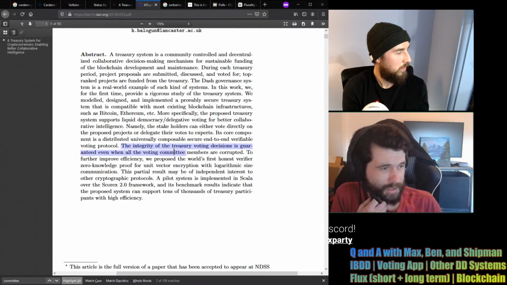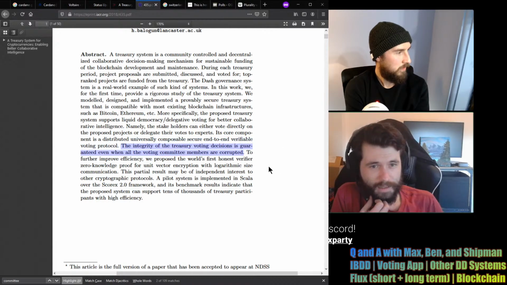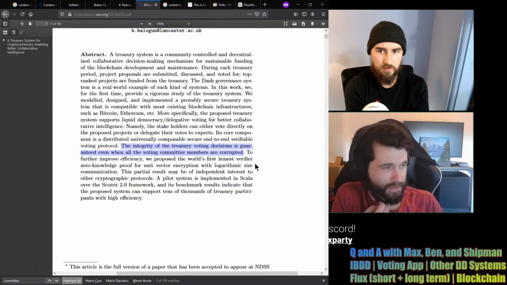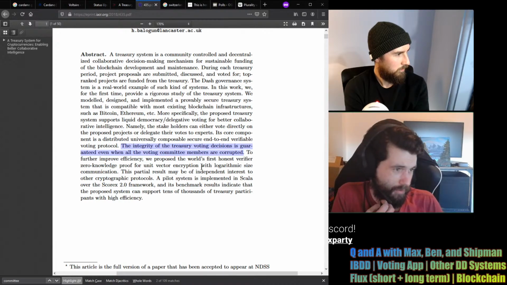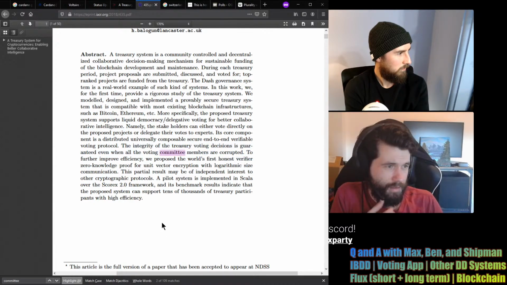So one of the things they say, the integrity of the system is guaranteed, even blah. To further improve efficiency, I don't know what efficiency you're referring to because this is not about efficiency. This is about property or integrity or things like that. World's first honest verifier zero-knowledge proof for unit vector encryption with logarithmic size communication. Honest verifier. That's an interesting choice of words. I'm not sure what that means. Partial result may be independent interest. Blah, blah, blah, blah, blah.